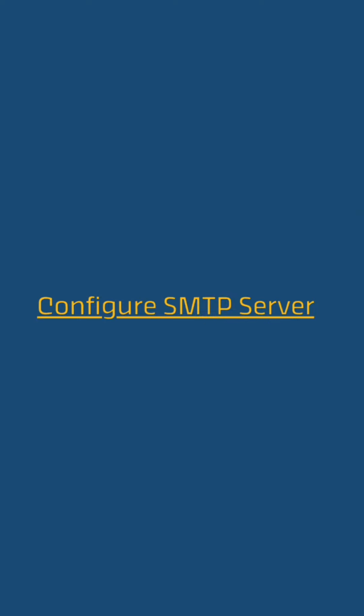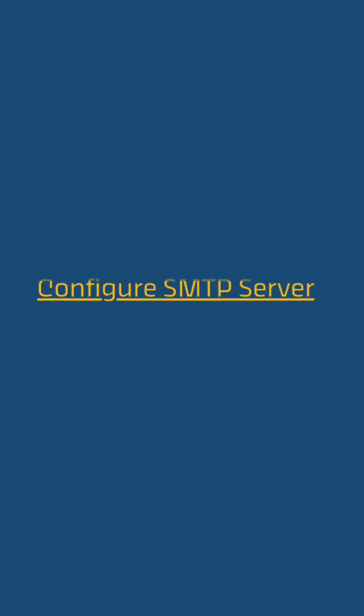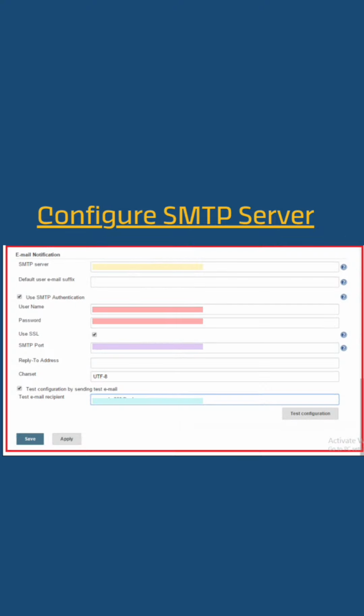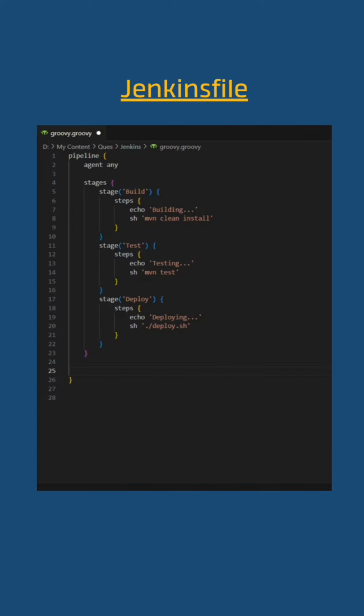Then we need to configure the SMTP server. So we go to Manage Jenkins, Configure settings, then we fill in the SMTP details like SMTP server address, from email, and authentication credentials if required. Then in your Jenkinsfile, add a post section with only a failure block that calls the email extension. This ensures that an email is sent only when the build fails.